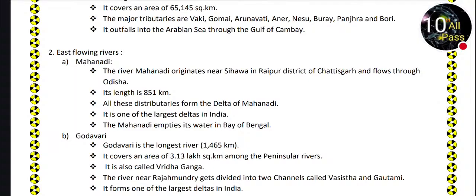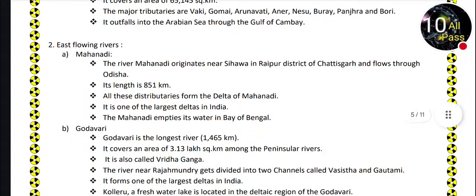East-flowing rivers, Mahanadi. The river Mahanadi originates near Sihawa in Raipur district of Chhattisgarh and flows through Odisha. Its length is 851 km. All these tributaries form the delta of Mahanadi. It is one of the largest deltas in India. The Mahanadi empties its water in the Bay of Bengal.